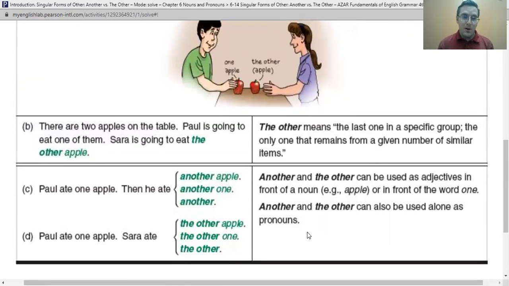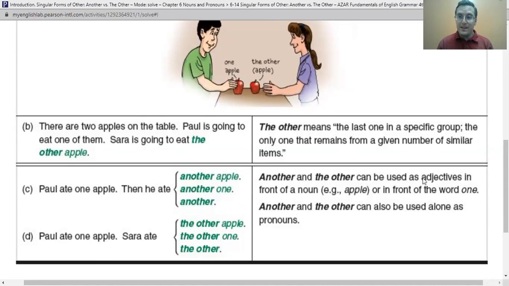So example sentences with apples. In example C, Paul ate one apple, then he ate another apple, then he ate another one, or he ate another. We can simplify by replacing the noun with the word one, or we can drop the noun altogether. Another apple, another one, or just another. In example D, Paul ate one apple, Sarah ate the other apple, the other one, or simply say Sarah ate the other. Another and the other can be used as adjectives in front of a noun, or in front of the word one, or they can be used alone as pronouns.